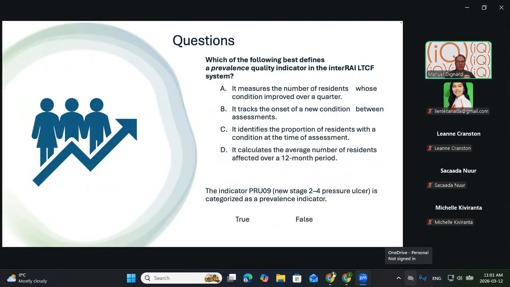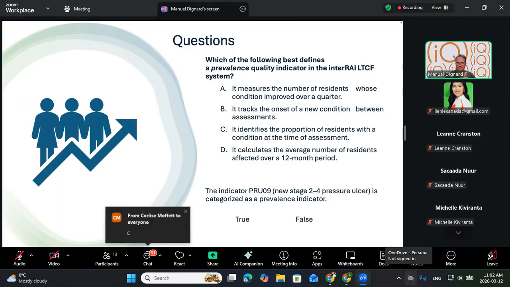All right. Which of the following best defines a prevalence quality indicator in the Interrai LTCF? It measures the number of residents whose condition improved over a quarter. It tracks the onset of a new condition between assessments. It identifies the proportion of residents with a condition at the time of assessment. It calculates the average number of residents affected over a 12-month period.